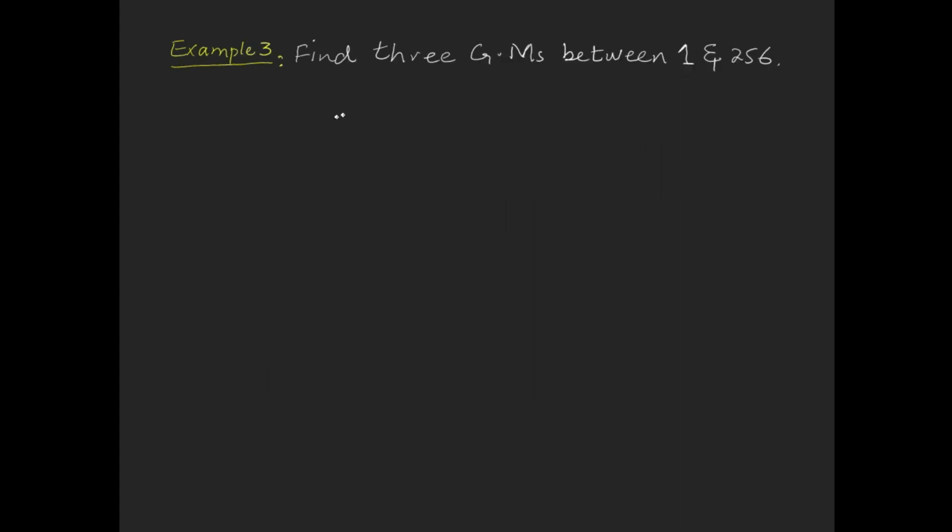The next example is: find 3 geometric means, so n is 3, between 1 and 256. So 1 is A and 256 is B. So what will be the value of R? n is 3, A is 1 and B is 256.